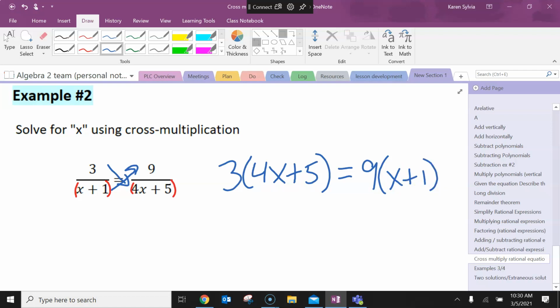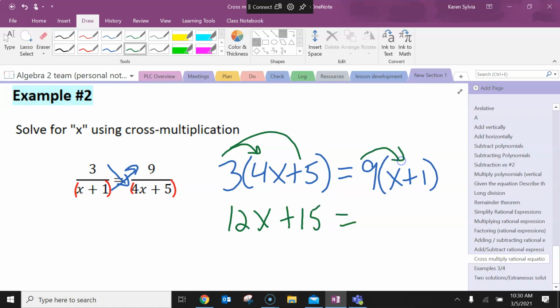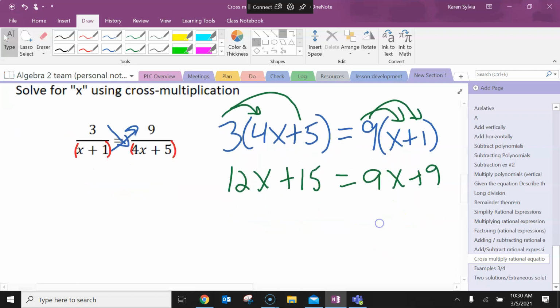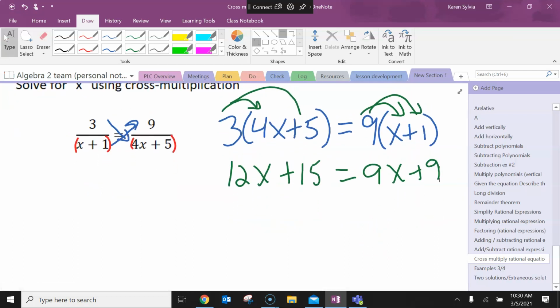Next step here is to distribute. So I'm going to have 12x plus 15 linked together with an equal sign, 9x plus 9. Now I have the situation where I have variables on both sides of the equation.